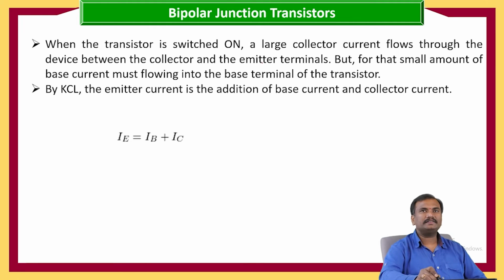When the transistor is switched on, a large current flows through the device between the collector and emitter terminals, but a small amount of base current must flow into the base terminal of the transistor. By KCL, the emitter current is the addition of base current and collector current. So IE is equal to IB plus IC.